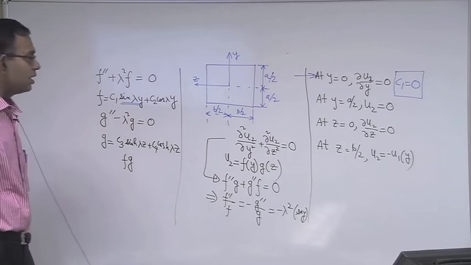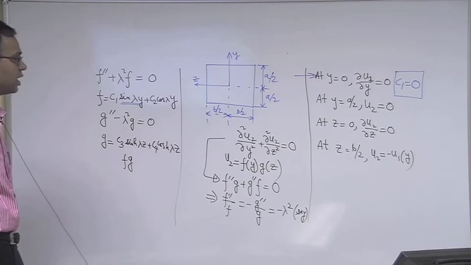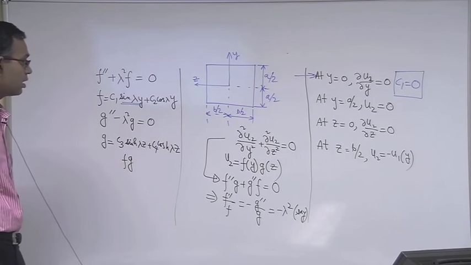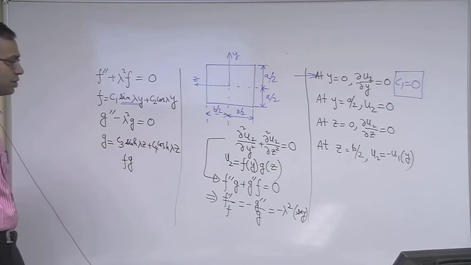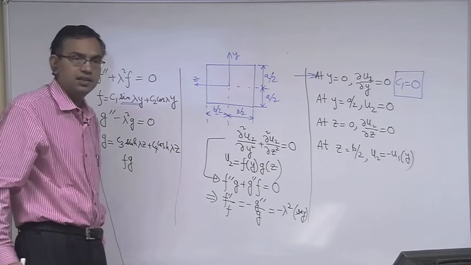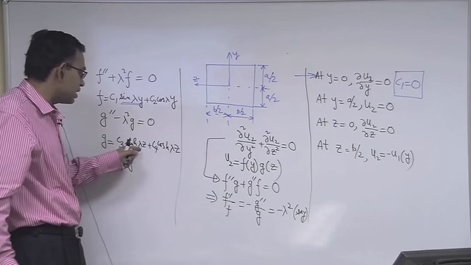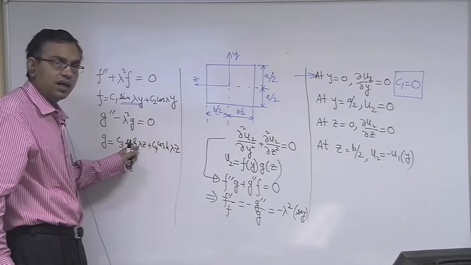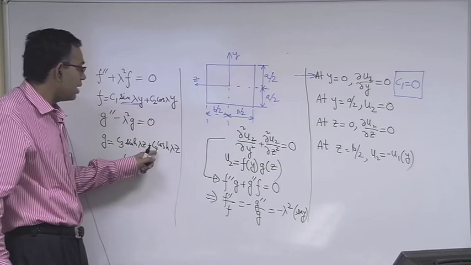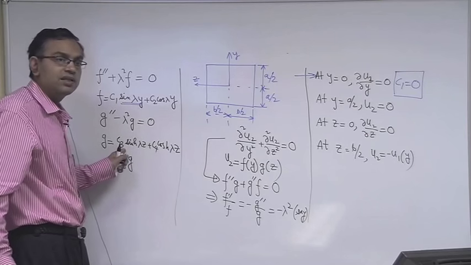Similarly, let us consider the third boundary condition. At z equal to 0, del u2 del z equal to 0, that means dg dz equal to 0. When you differentiate, sinh will become cosh and cosh will become sinh, and by the same logic you will have c3 equal to 0.